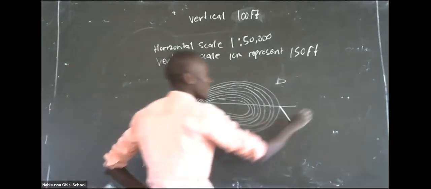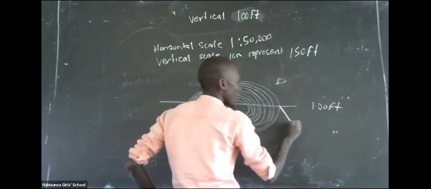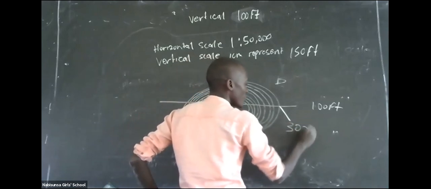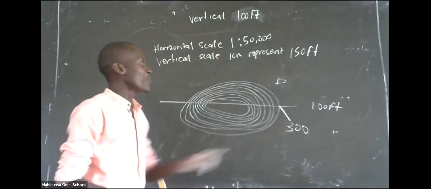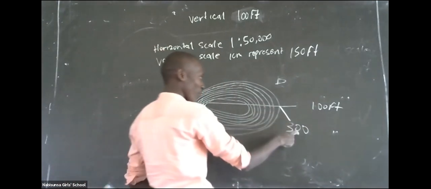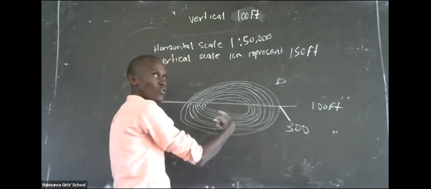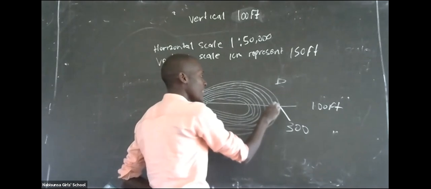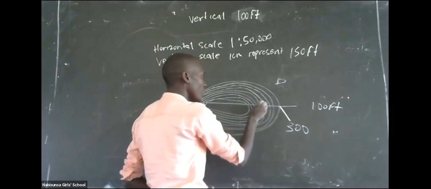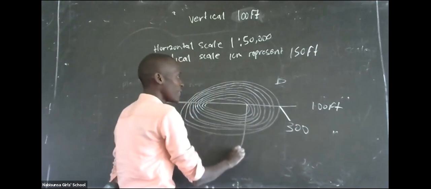Assuming our vertical interval, we are using 100 feet. So assuming this one is 300. You don't need to go on labeling all of them. Just get the number of this one. Then we count the smaller ones, the inside contours. You count how many contours there are: 1, 2, 3, 4, 5, 6, 7, up to here, 8.